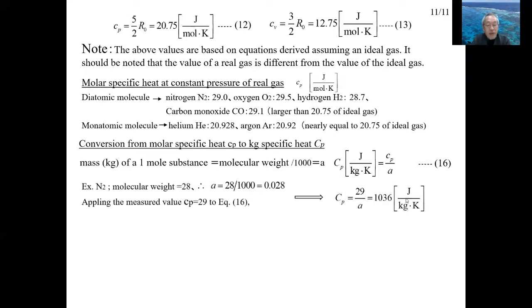As an example, let's try to convert the molar specific heat Cp of nitrogen to the kilogram-based specific heat. When A is calculated using the measured value 29 of the molar specific heat, A equals 0.028. So the kilogram-based specific heat is 1036.